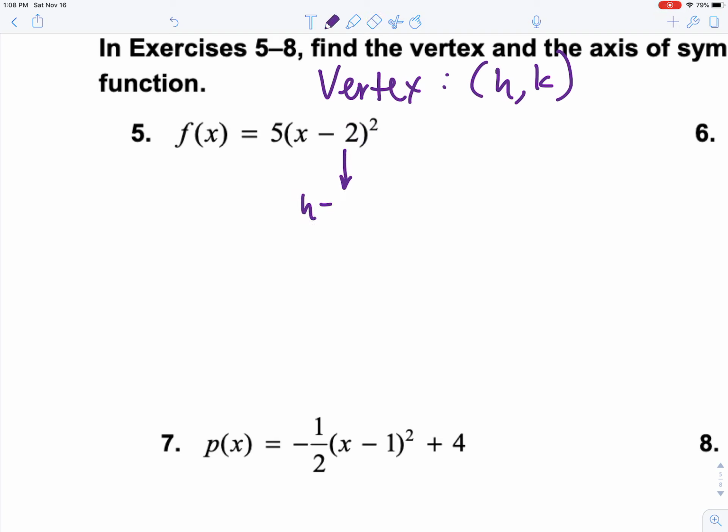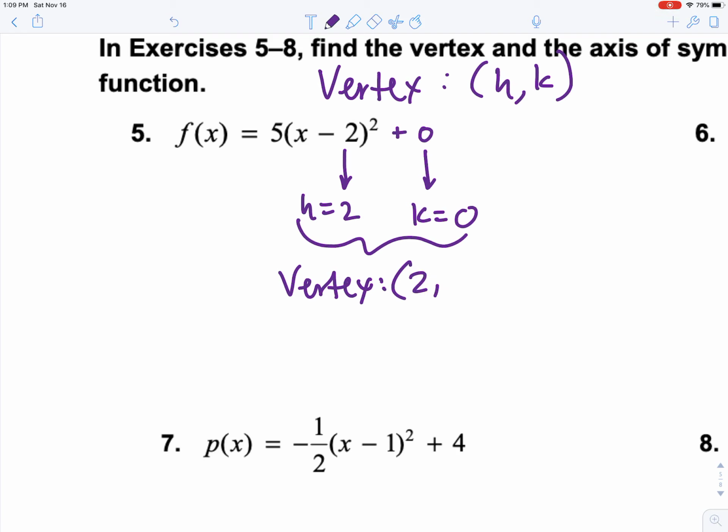Here I can find my h. It looks like a -2, but because of the formula, it's actually a +2. If we were thinking about translations, this would move your graph 2 units to the right. Now, I don't have a k, but if I put a +0, I can think about my k being equal to 0. That's my y value of the vertex. If I'm thinking about the transformations, it doesn't go up or down. So putting those two things together, my vertex is (2, 0).